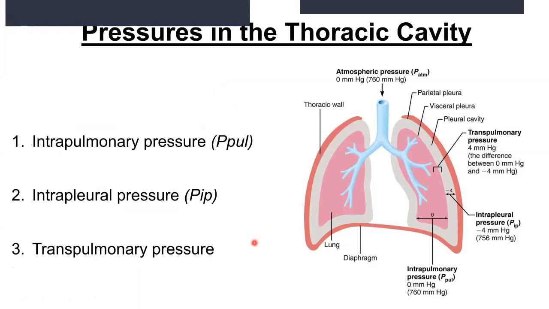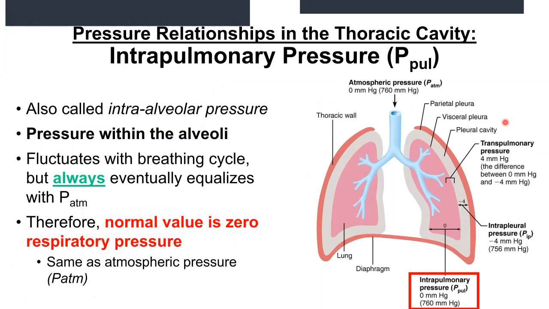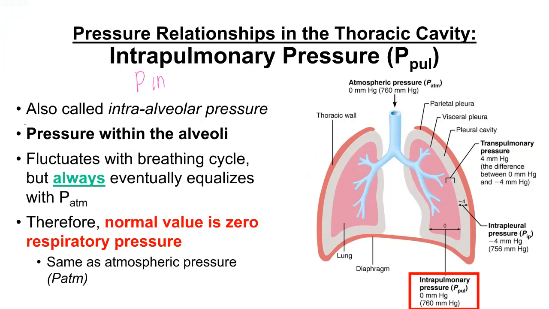So we are going to now talk about these different pressures that are existing in the lungs, and we're going to talk about intrapulmonary pressure, interpleural pressure, and then what we call transpulmonary pressure. So first and foremost is intrapulmonary pressure, and intrapulmonary pressure is also called intraalveolar pressure. So this is just the pressure that's in the alveoli inside the lungs. So just to make a note of that, this is pressure in the lungs.